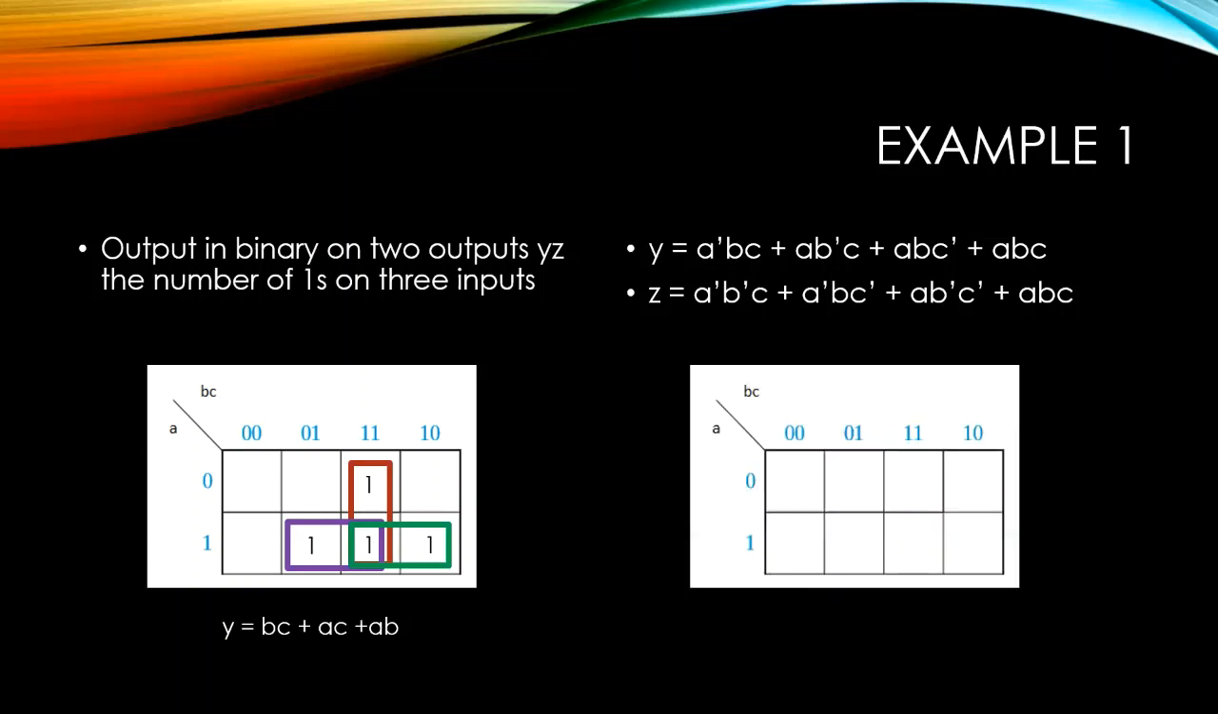Now for Z, let's plot our minterms. A'B'C, A'BC', AB'C', and ABC. Unfortunately, we don't have an adjacent one, so we cannot simplify it using Karnaugh map. So this will be our equation for Z. So the unsimplified is also the simplified.